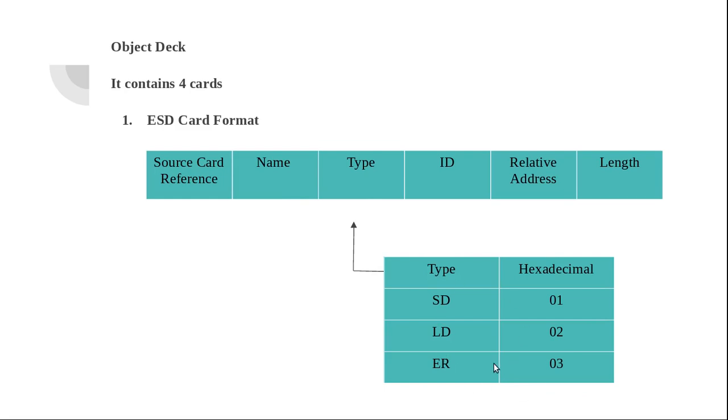The ESD card supports 3 types of symbols. The first is SD. SD means segment definition. An example is John. In the previous video I took one program, and the program name was John. So the example for the SD type symbol is John, because it is the name of the segment, defining the segment. So that John symbol belongs to the type SD.